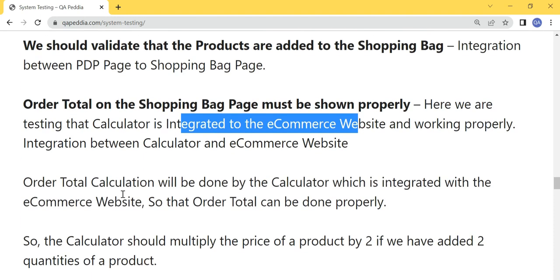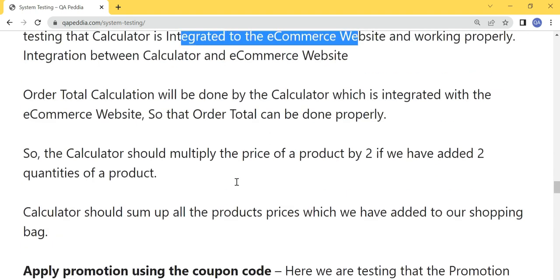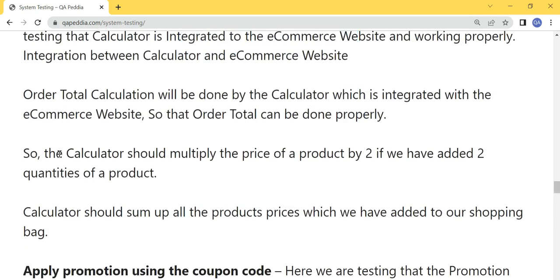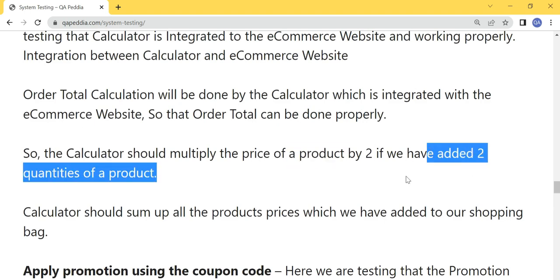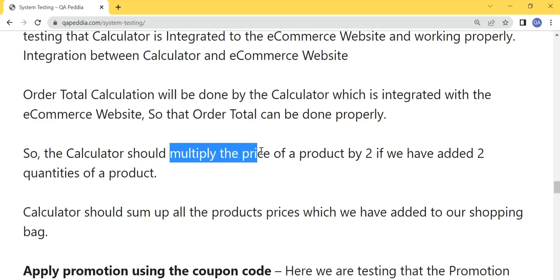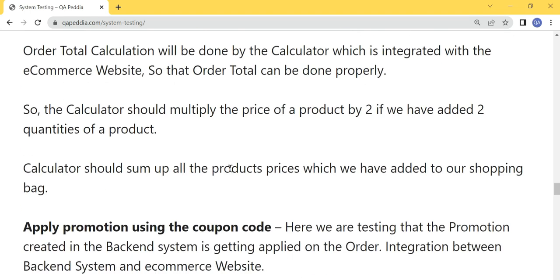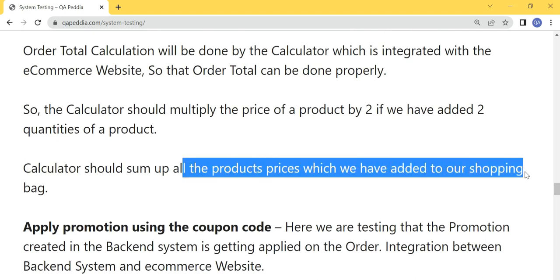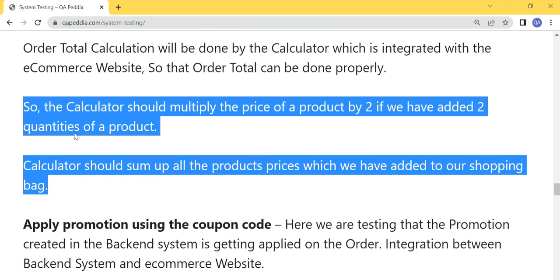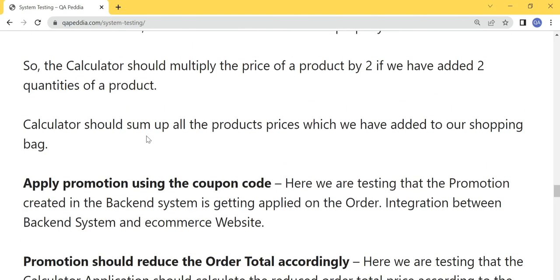So what will the calculator do? Suppose we have added some product, we have added two quantities of a product. Then what should happen? The calculator must multiply the price of the product by 2. Okay, this is what the calculator should do according to its working. Then suppose we have added some number of products like 3 or 4 products, so for all the product prices, the calculator should add them all up accordingly. This kind of testing the calculator will do. So this is also an integration.